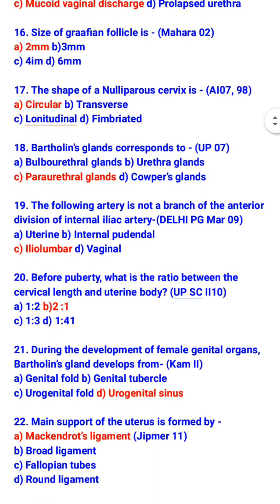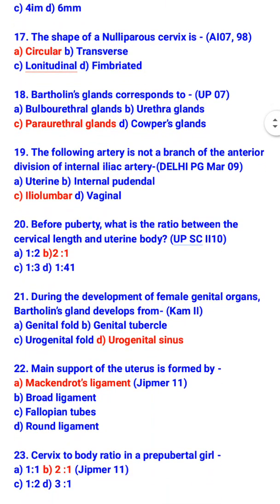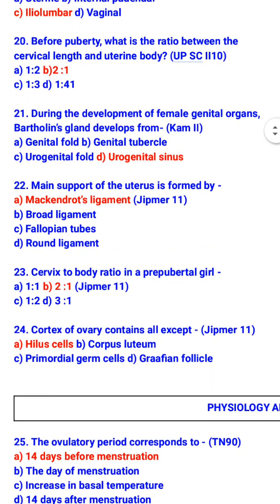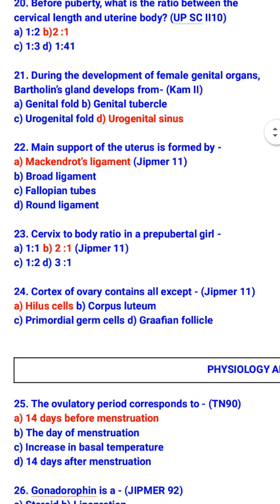The following artery is not a branch of the anterior division of internal iliac artery: iliolumbar is not a branch, but the branches of anterior division of internal iliac artery are uterine, internal pudendal, and vaginal. Before puberty, what is the ratio between the cervical length and uterine body? 2:1. During the development of female genital organs, Bartholin's gland develops from urogenital sinus. Main support of the uterus is formed by McEnroe's ligament. Cervix to body ratio in a prepubertal girl is 2:1.